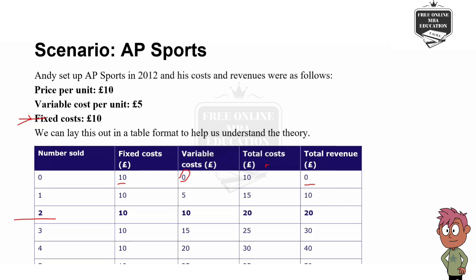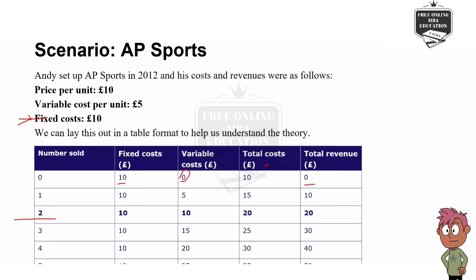At the fourth unit, this will become 10 as your fixed cost, 5 multiplied by 4, which is 20 as your variable cost, and 4 multiplied by 10, right? Which will be your total revenue. So your total cost will be 10 plus 20, 30, and your total revenue is 40, right? Again, here the profit is plus 10, 40 minus 30.